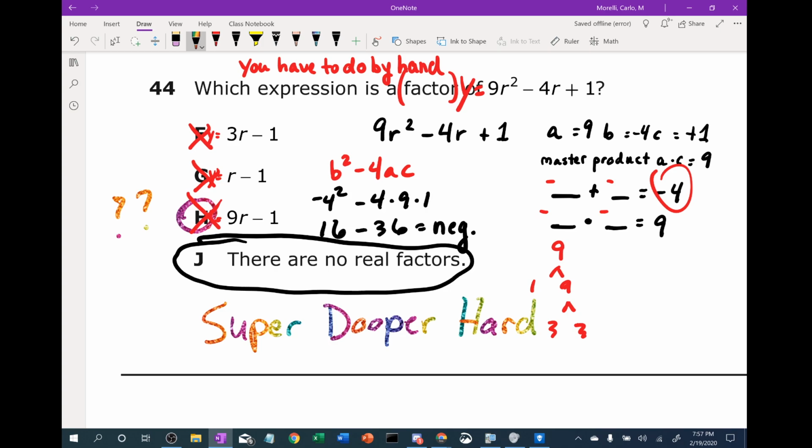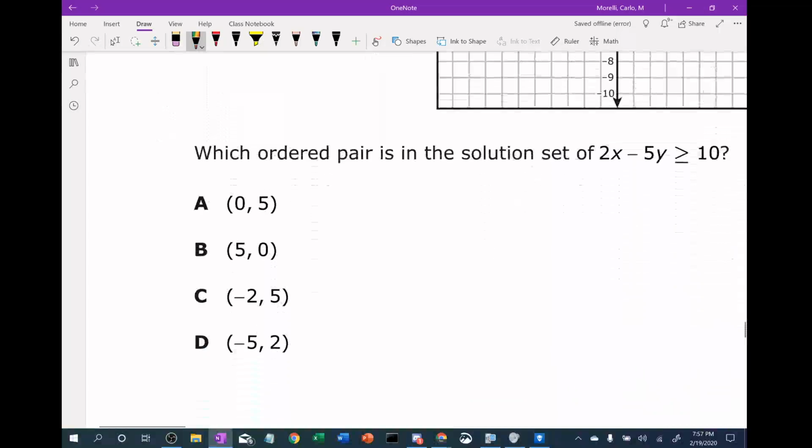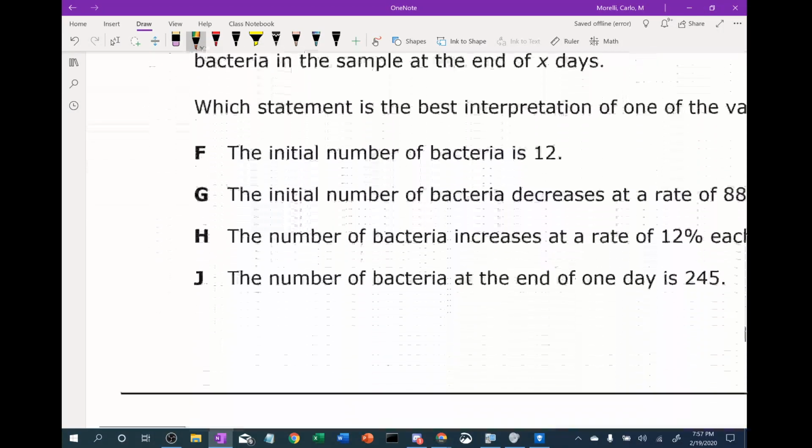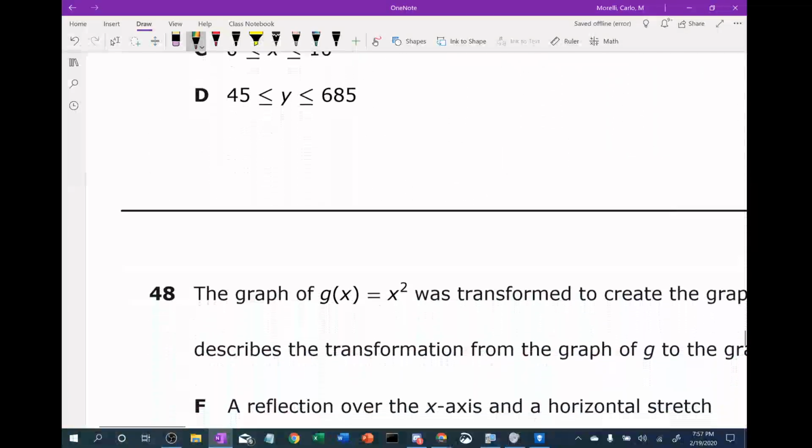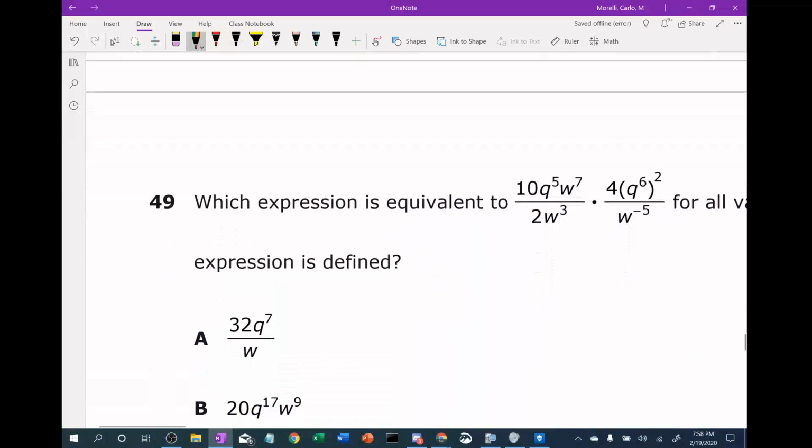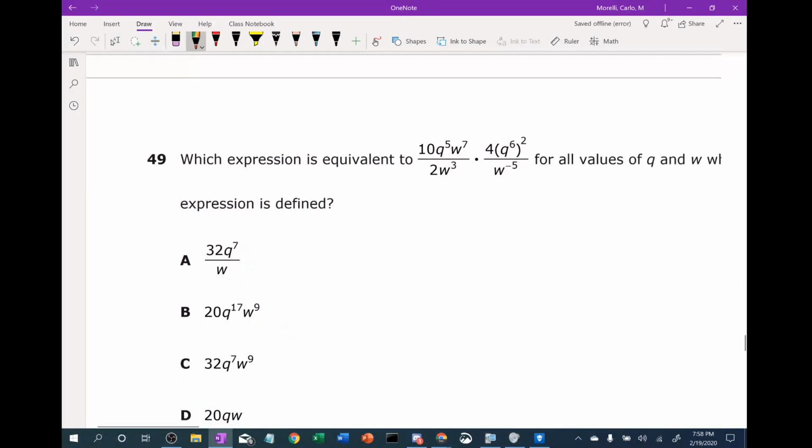Okay, we had a request to do number 49, ladies and gentlemen, from the 2018 test. So we'll do number 49.